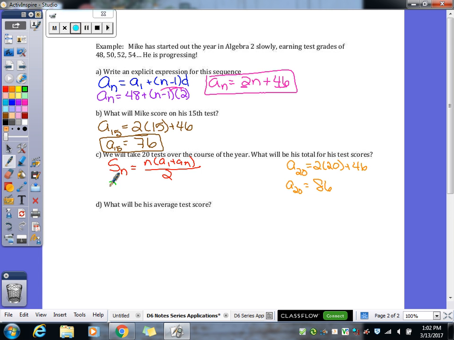So now we can plug everything in. Our n is 20. His first test score was a 48. His 20th was an 86, all over 2. So what's the sum of his scores? 1340. So all 20 of his tests, if you add them together, you would get 1340.